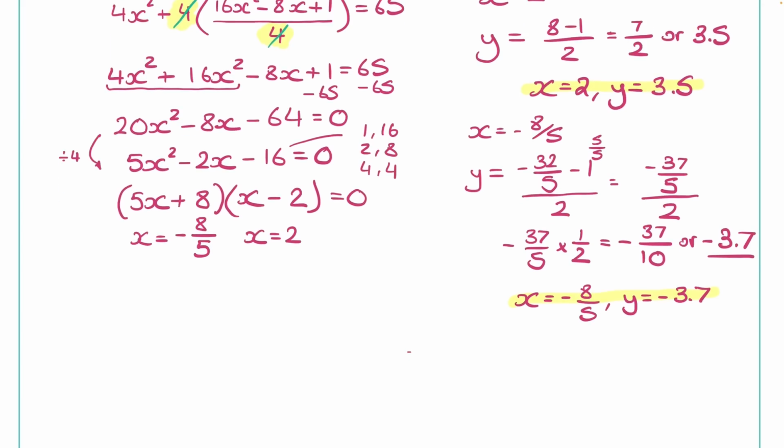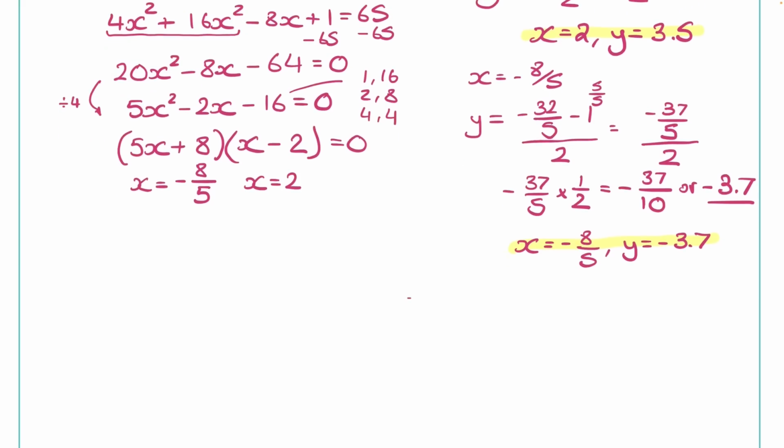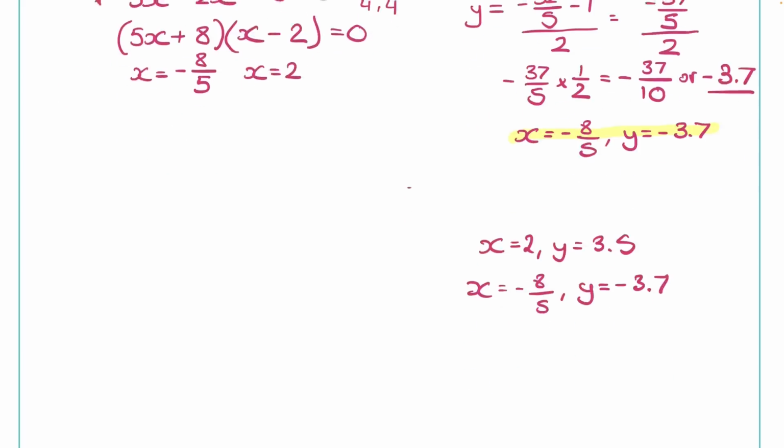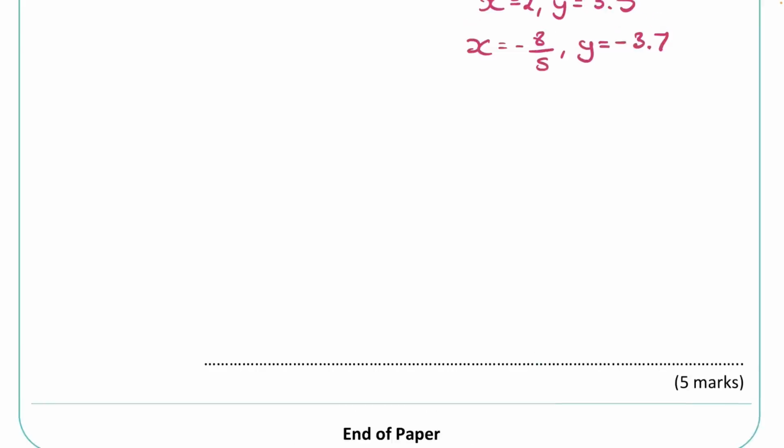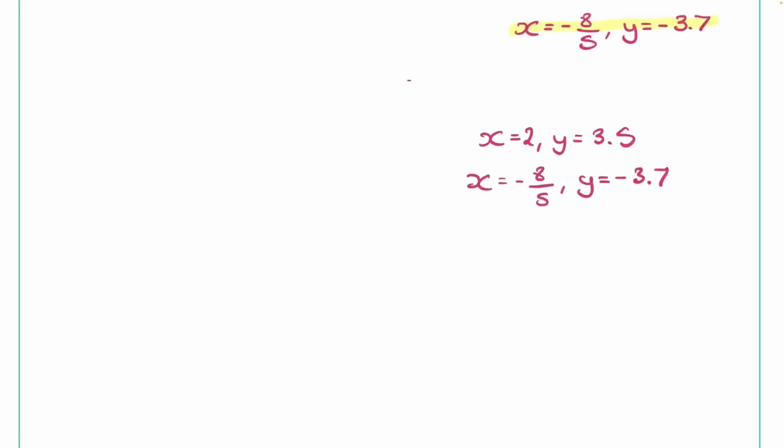So we've got a lot of solutions there. Of course, you want to make sure that your answer is nice and clear for this. So we'd want to write x equals 2, y equals 3.5, and x equals negative 8 over 5, y equals negative 3.7. So there are different ways that dotted lines can give this to you. This one's got a long dotted line, so we'd write the whole thing.